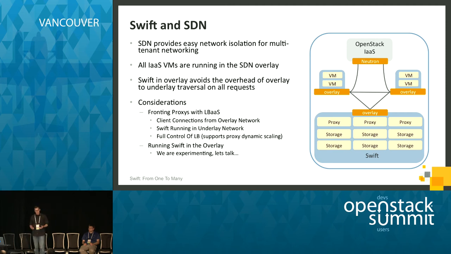So how do we go about thinking about this? A couple of different ways. One is fronting your proxy servers with load balancer as a service. So the front end of the load balancer service is in the overlay, and the back end is in the underlay. Swift is running in the underlay network, and all the client connections come in from the overlay network. One interesting thing about this is you're running the cluster in the underlay, which is what we all know how to do. You also have full control of the load balancer. The load balancer is a service, so you can scale it on an as-needed basis. You can also control it without having to go through IT tickets to get a hardware load balancer updated. And if you're running virtual proxies, you can start to build automatic dynamic scaling of proxies. Elastic scaling and shrinking.